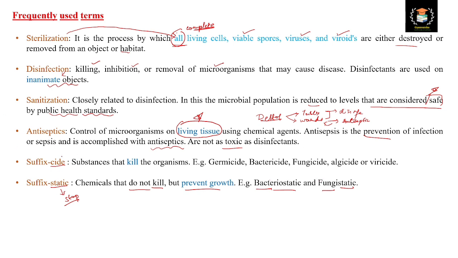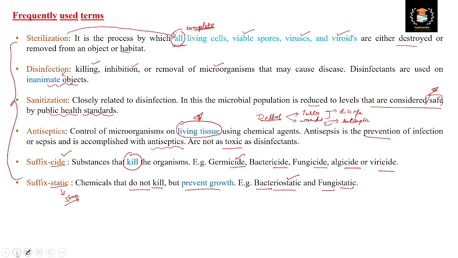Similarly, here there is side. So bactericidal, fungicidal, algicidal, viricidal, germicide. It means here it is killing the microorganism. Substances that kill the organisms use the suffix side. I hope you understood the difference between side and static. All these terms we will be frequently using. So just remember the difference between these.